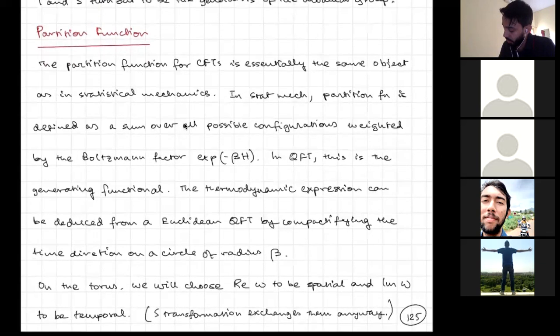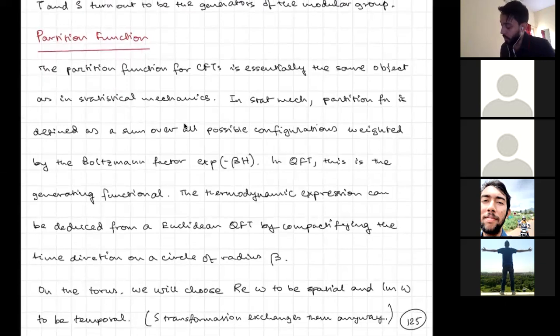For a CFT, what we will do is choose the real part of omega as being spatial, and the imaginary part of omega as the time direction. This is a slight change in notation from earlier, but remember the S transformation will exchange them, so it's not that much of a problem. So this is what we're going to do. We're going to take the real part of omega to be space and the imaginary part of omega as time.